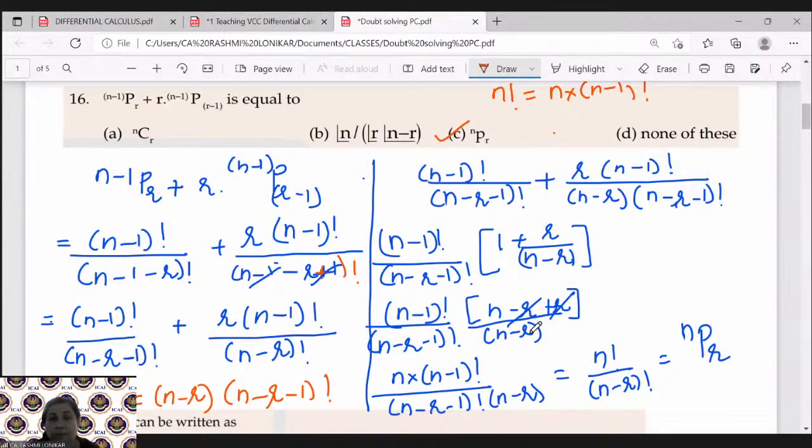See, up till here, students get confused over here. Remember, if for this I am using this, and for the denominator I am using this. Clear? Yes?